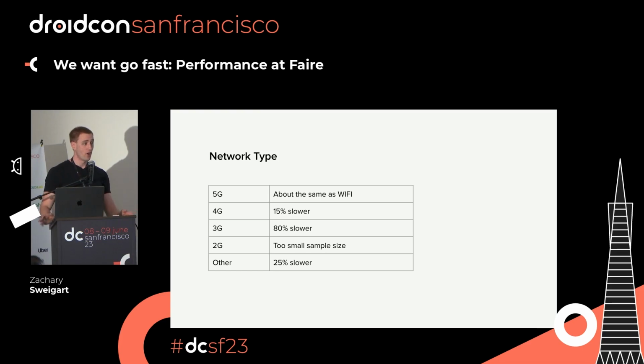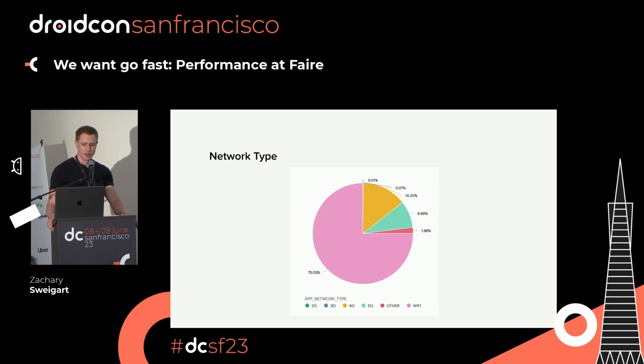And for these sessions, it was really interesting. We did an aggregate of all the actions, and we found that 5G was actually about the same speed as Wi-Fi, which is pretty cool. 4G was about 15% slower, 3G was 80% slower, and then we have this other bucket, which was networks that weren't in the standard list of the telephony manager that's built into Android. So these were about 25% slower. The only thing we can say about these for sure is that they're not Wi-Fi, they're just some mobile network. And so you can see that outside of 5G, which was only 8% of our sessions, the rest of those cellular network sessions are going to take additional time just over the wire.